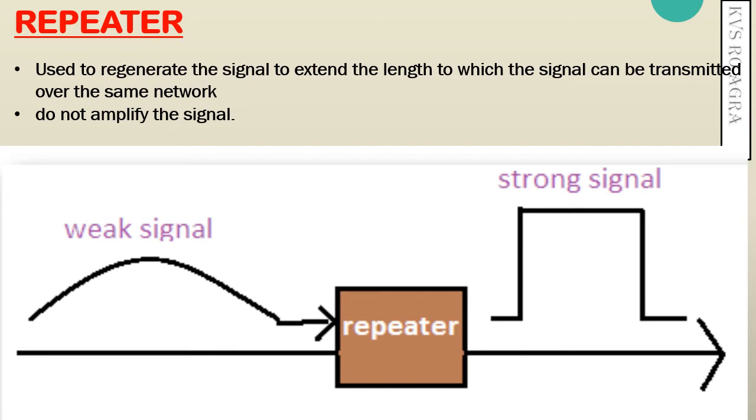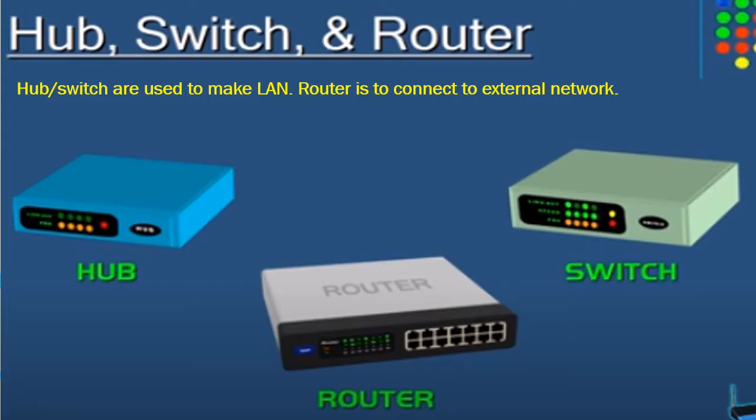Repeater. Repeater is used to regenerate the signal. Using repeater, we can extend the length of the network. If we have to transmit a signal over a long distance, then after traveling some distance, it gets weaker. So this repeater device, if inserted in between, can regenerate the signal. Like here, this is a weak signal and after use of repeater, again the original signal is regenerated.